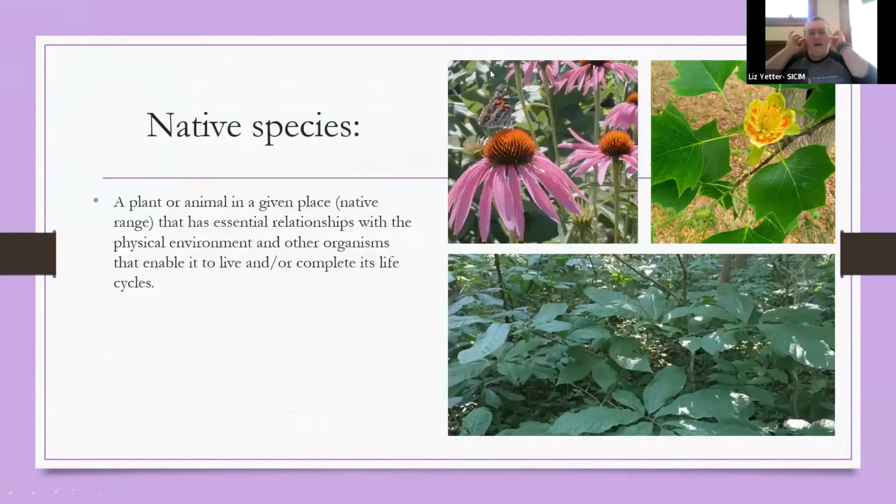So first, I like to start all of these out with just a couple definitions so we're all on the same page. So first, what's a native species? What makes a plant or animal or organism native?